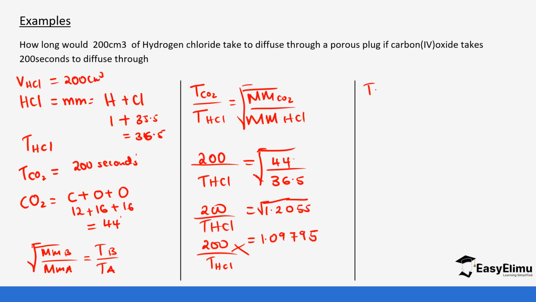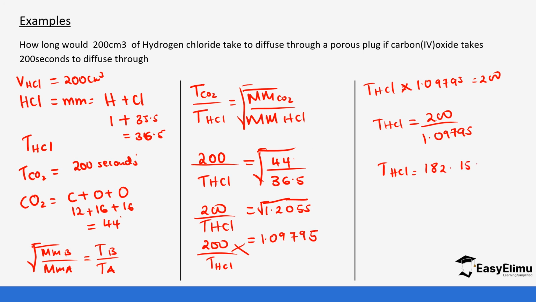So time of HCl is going to be, if you multiply, time of HCl times 1.09795 is equal to 200. So for the time of HCl, you have to divide 200 by 1.09795. So the time for HCl will be 200 divided by 1.09795, which will give us 182.158 seconds. So that is the answer.